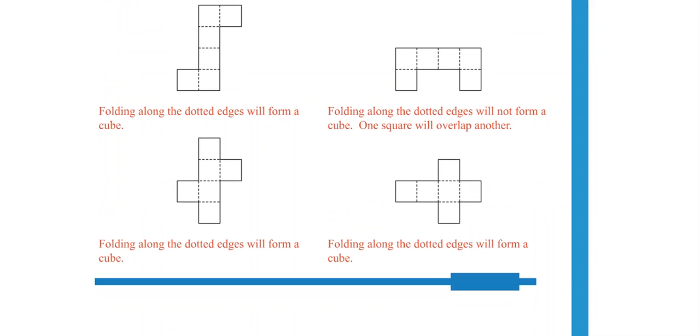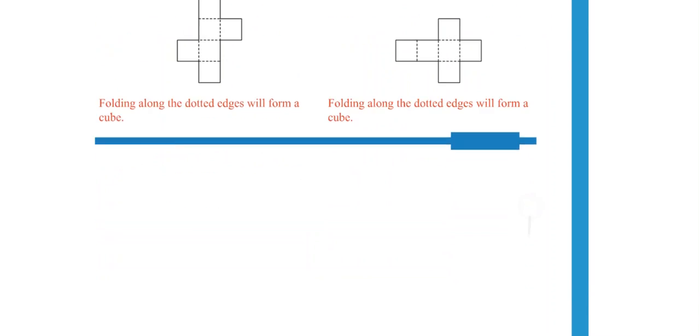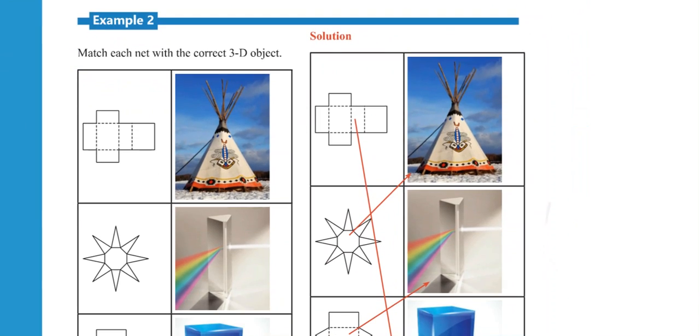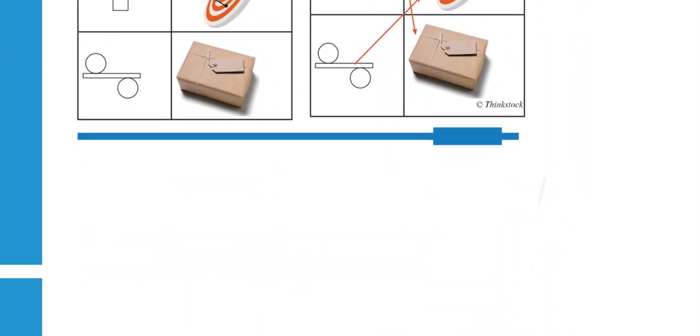Which one did not end up working? This one. And the reason this one doesn't work is that if we folded this one up the same way, you end up having these two squares on the same side of it. So it wouldn't actually work out. All right, let's move on. I'll let you guys work through those and think about them.